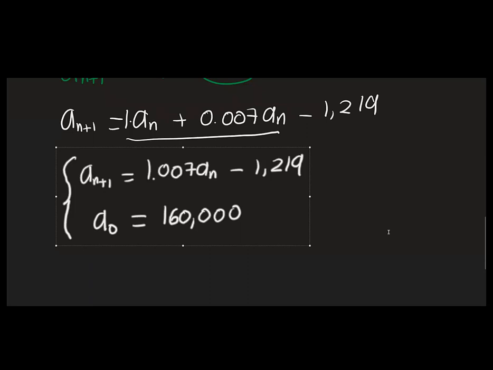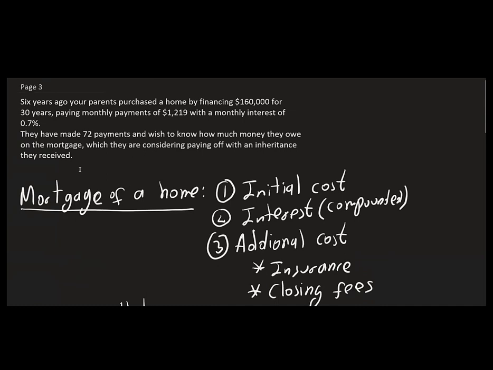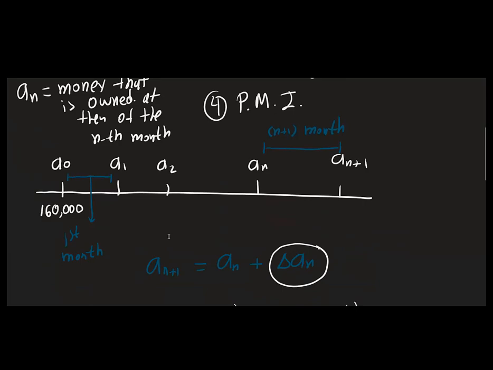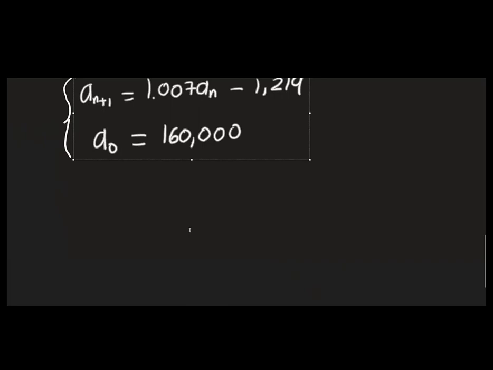Now we are almost actually done with the problem, because let's go back again to what the statement says. So let me scroll all the way up here. So they have made 72 payments and wish to know how much money they owe on that loan. So basically what we want to do is let's look at what happens after 72 payments. Okay. Now, if you were to do this by hand, you can do it by hand, but it's going to take a very long time.